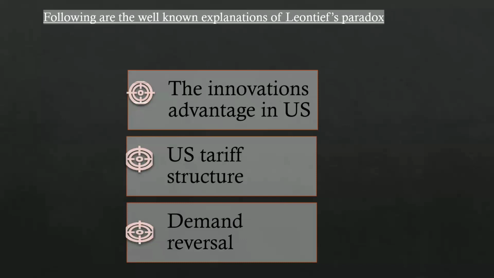The second one is the US tariff structure. Opening of trade increases the real return of the abundant factor, that is capital in the US, and decreases the real return of the scarce factor, that is labor in the US. This is called the Stolper-Samuelson theorem. So labor is expected to be more protectionist in the US, with high tariffs on the imports of relatively labor-intensive goods. This would make the import bundle more capital intensive and explain the Leontief paradox.